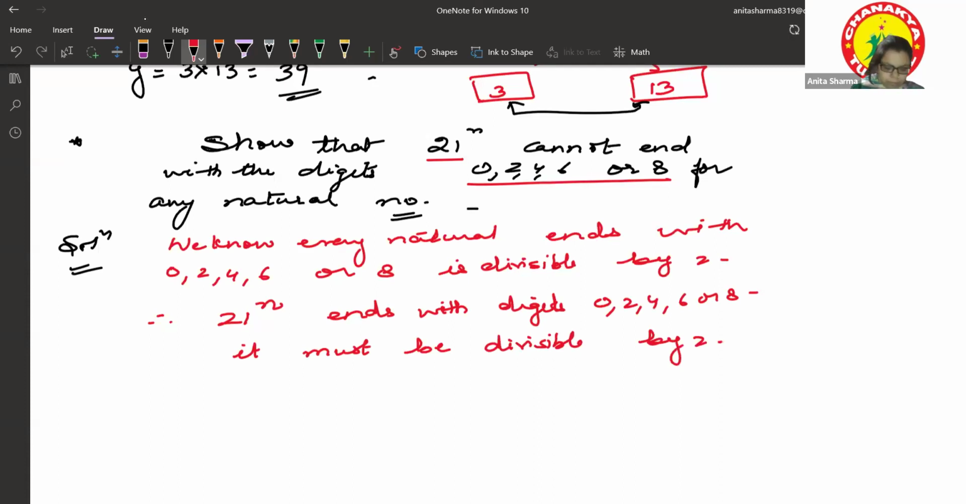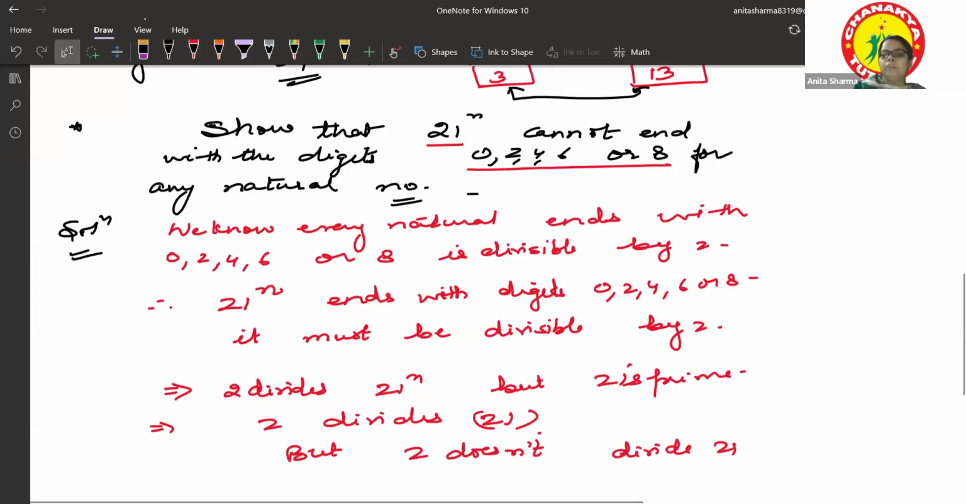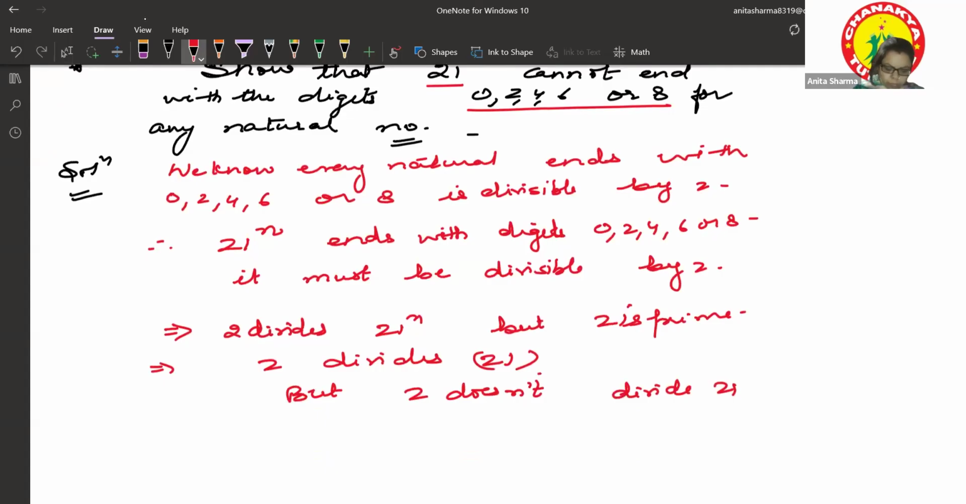It must be divisible by 2. So, it means this implies 2 divides 21 raised to the power n, but 2 is a prime number. So, this implies 2 divides 21, but 2 does not divide 21. Because 21 is never divisible by 2.